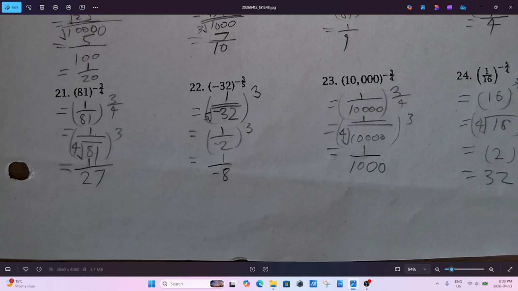Negative 32 to the exponent negative 3 over 5 is equal to 1 over the 5th root of negative 32 to the exponent 3, which is equal to 1 over negative 2 to the exponent 3, which is equal to 1 over negative 8.